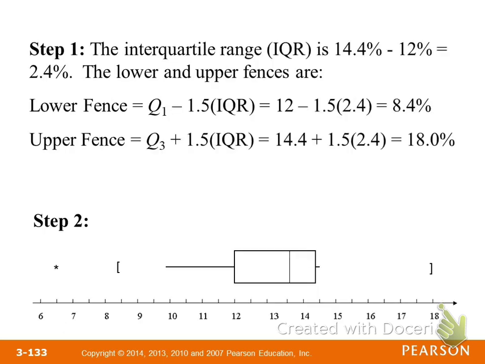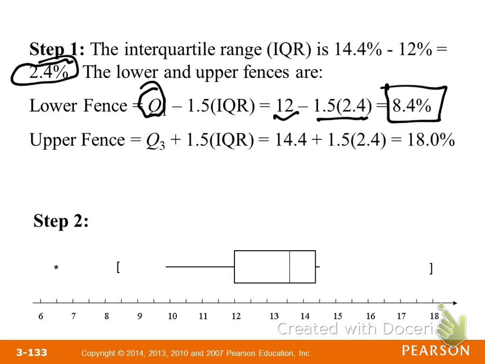So we've got this data. For the lower fence, we've got the IQR. We already said the IQR was 2.4, which means the lower fence is quartile 1, which was 12, minus 1.5 times the IQR. So 8.4 is the lower fence.